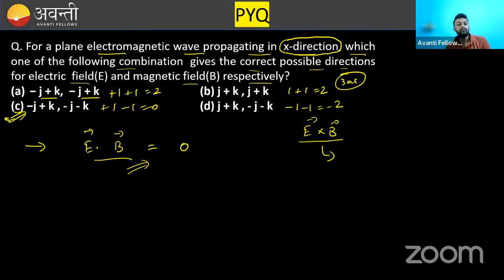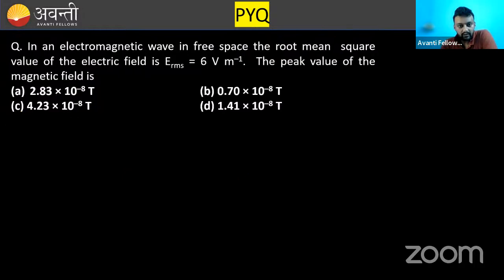If it was coming 0 for two options, then we will do the cross product for those two options only. I think the thing is clear. One more thing you can remember: E cross B gives the direction of wave, and E dot B should be 0. E dot B should be 0. I think the question is clear. Now, we will move further.